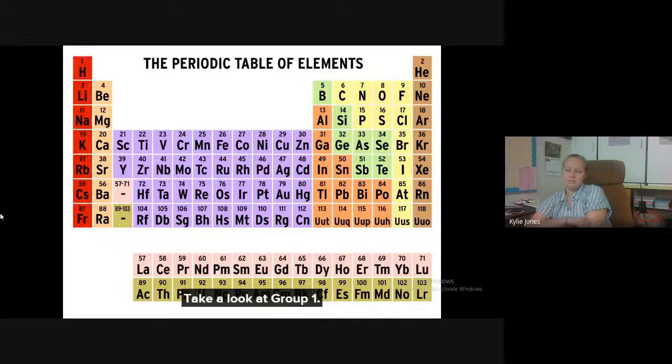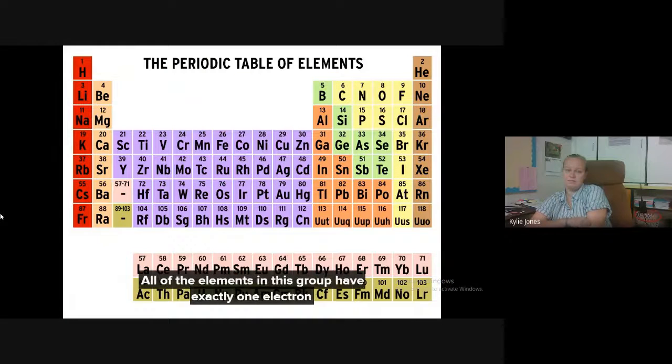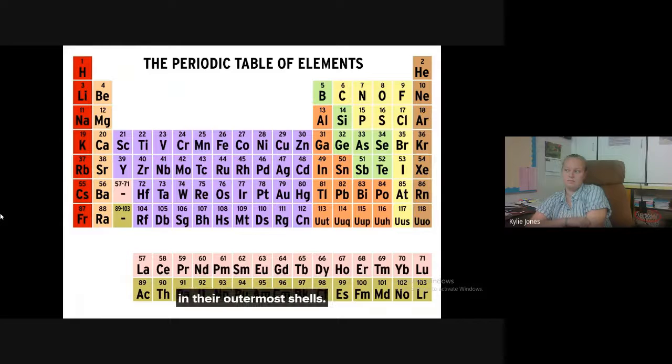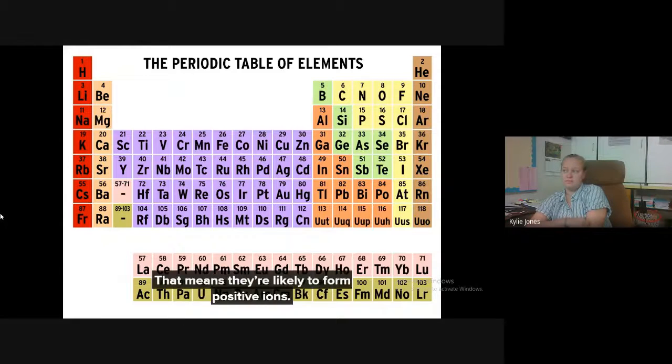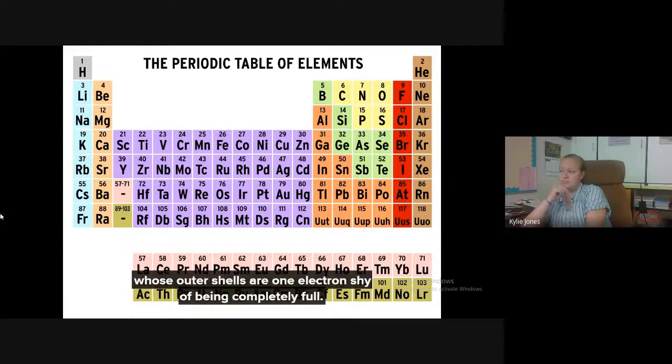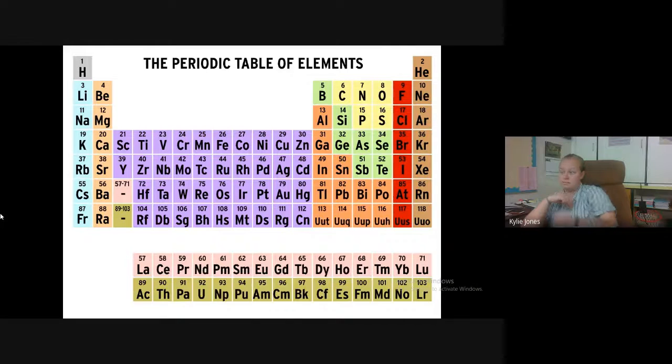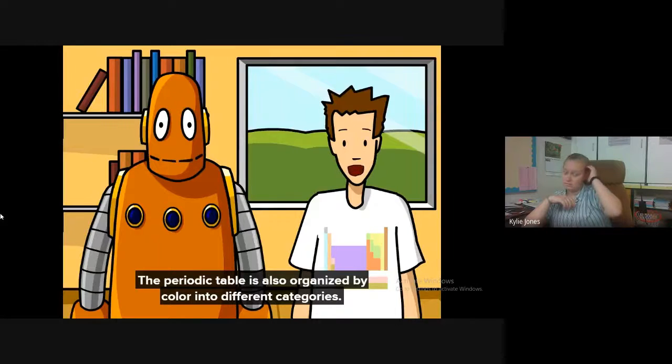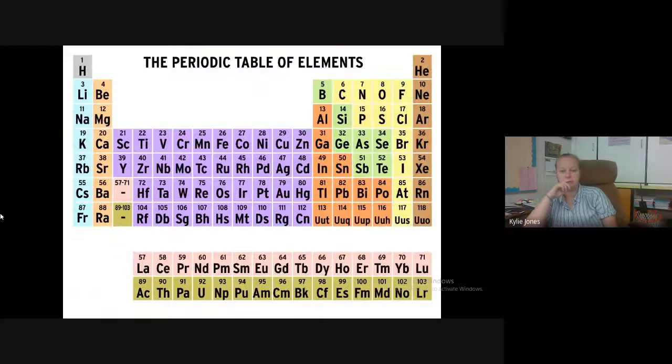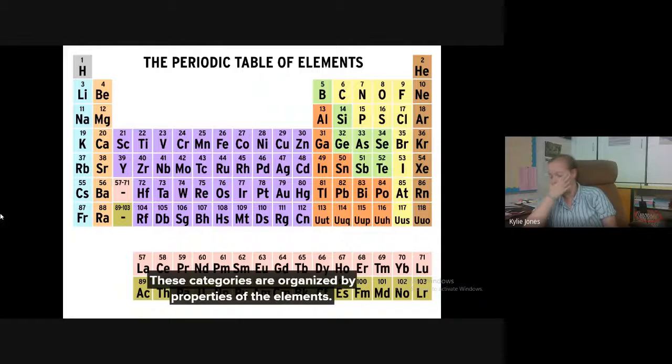Take a look at group 1. All the elements in this group have exactly 1 electron in their outermost shells. That means they're likely to form positive ions. They're also likely to bond with elements in group 17, whose outer shells are 1 electron shy of being completely full. The periodic table is also organized by color into different categories. These categories are organized by properties of the elements.